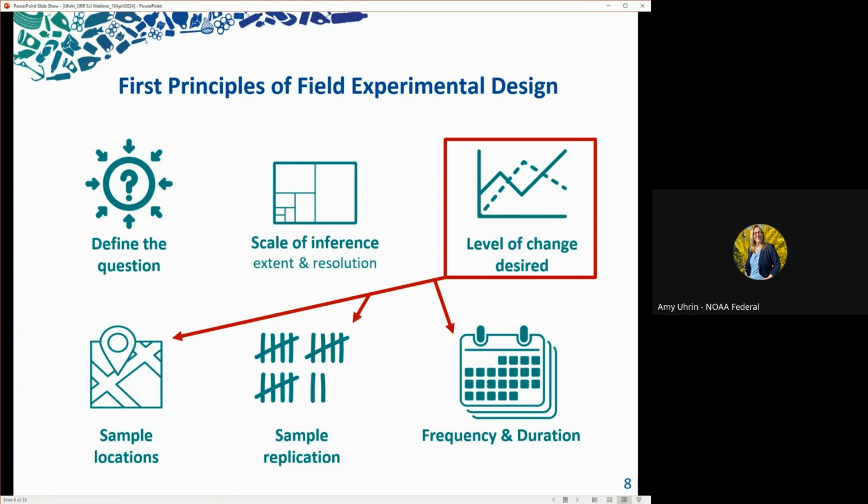So this is important because the level of change you wish to be able to detect will dictate the location of your sample sites, the number of samples that need to be taken, the frequency of sampling, and the duration of sampling. So that's really important. And the way that you can figure that all out is using statistical methods that are designed specifically for these purposes.